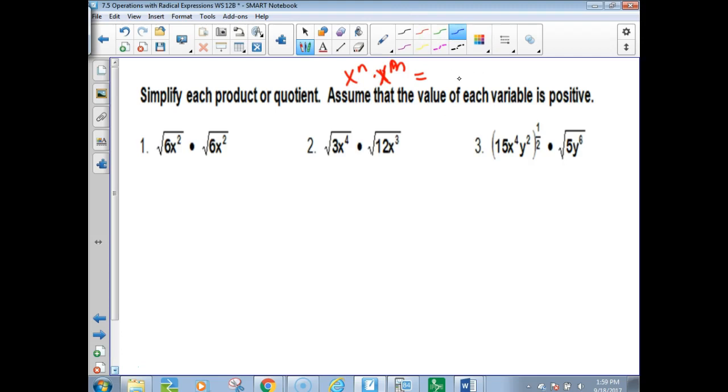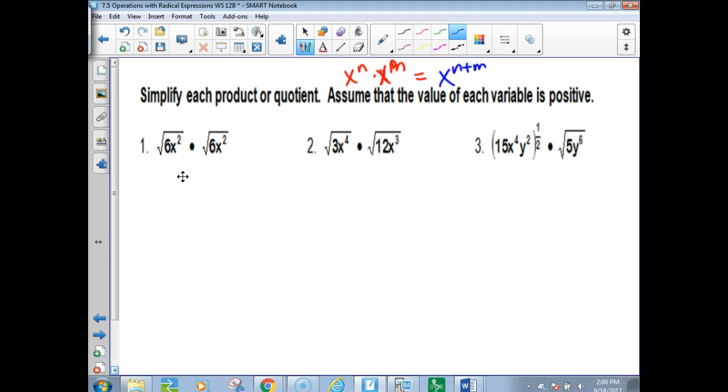Base times base, what do you do with the exponents? We're going to be doing exponent rules tomorrow, but I still need you to know some of the basic ones. How do you combine them? You add the exponents.